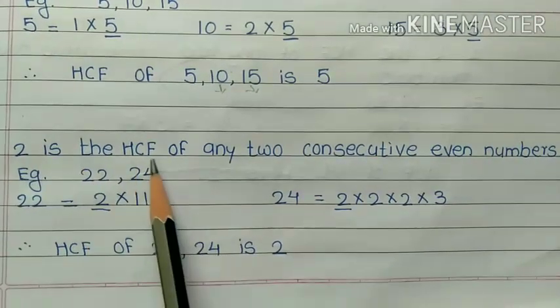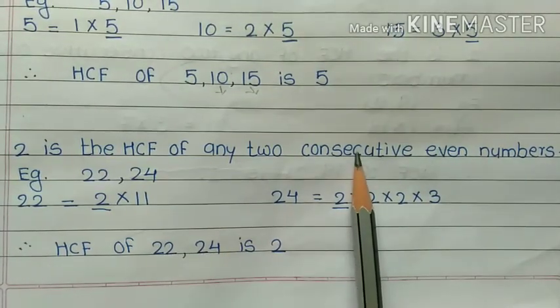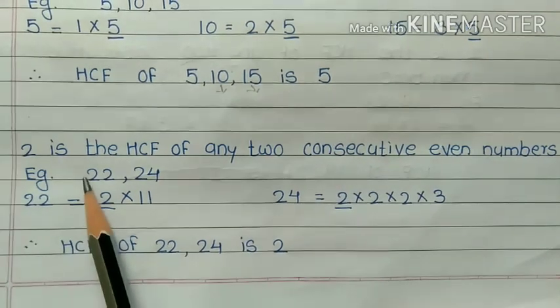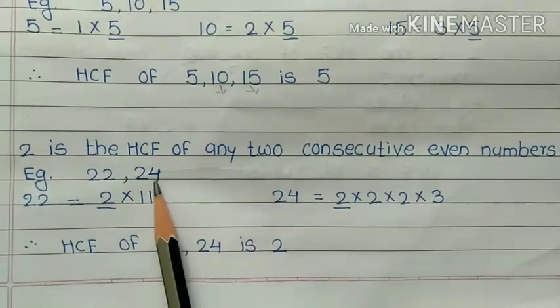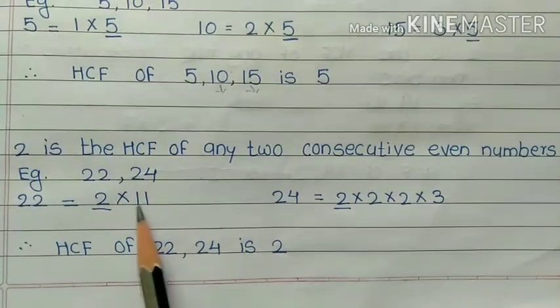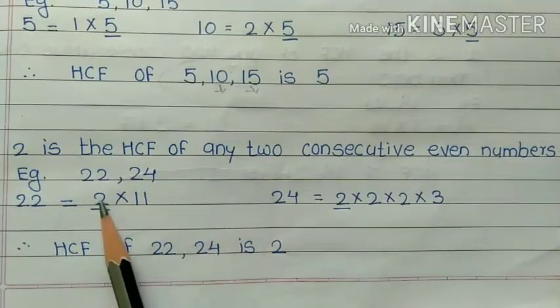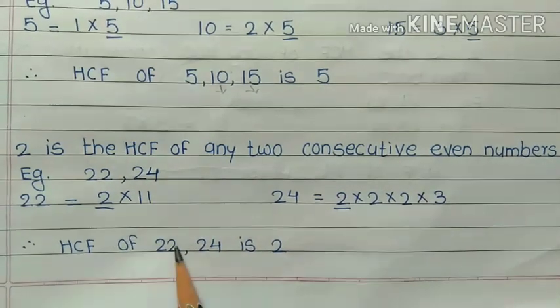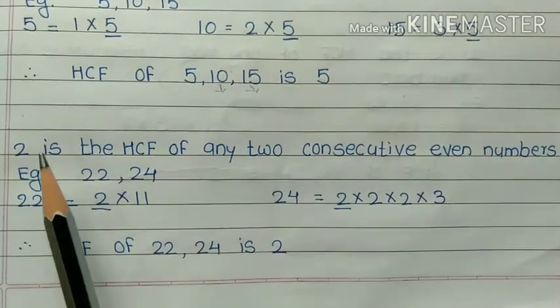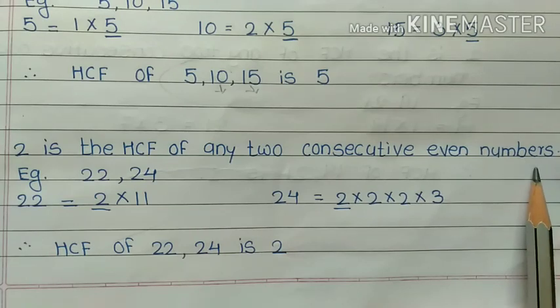2 is the HCF of any two consecutive even numbers. Consecutive means coming one after another. I have taken the example 22 and 24, which are consecutive even numbers. First write the prime factors: 22 is 2 into 11, 24 is 2 into 2 into 2 into 3. So what is common? Only 2. So HCF of 22 and 24 is 2. Hence proved, 2 is the HCF of any two consecutive even numbers. You can take any example of consecutive even numbers to verify this rule.